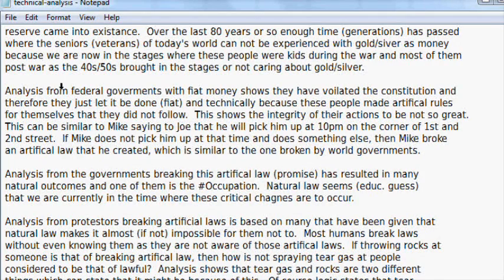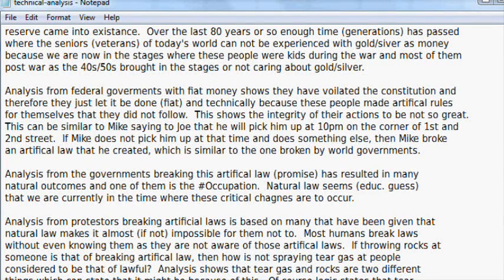Analysis from federal governments with fiat money shows that they have violated the Constitution and therefore they just let it be done, which is really what fiat means in Latin, and fiat is our currency backed by nothing. And technically, because these people made artificial laws for themselves, they did not follow. This shows the integrity of their actions to be not so great.